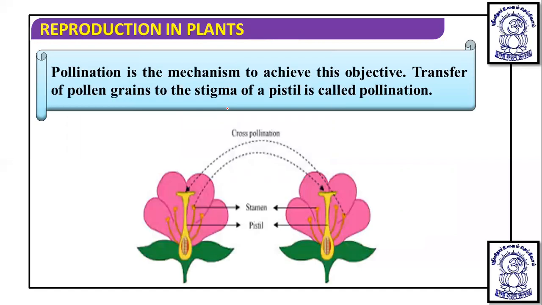Okay, so let's talk further. Pollination is a mechanism, as we have discussed, to achieve this objective, where the transfer of pollen grain to the stigma of the pistil is called pollination. You can see in this diagram: this is the stigma. The pollen grain of this flower is going to land on the stigma of another flower. That can occur within the flower as well. It is showing cross pollination, so in cross pollination they have shown different flowers.